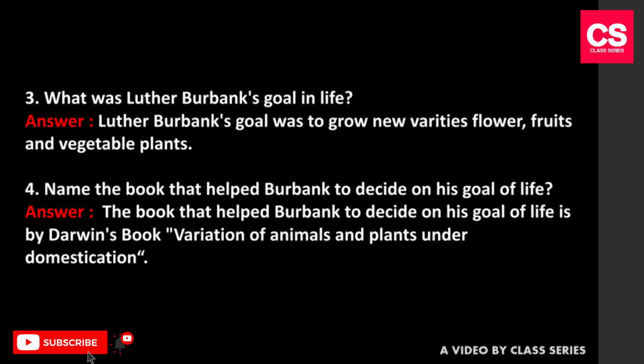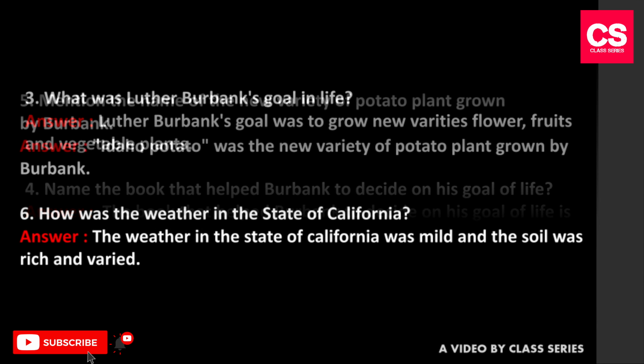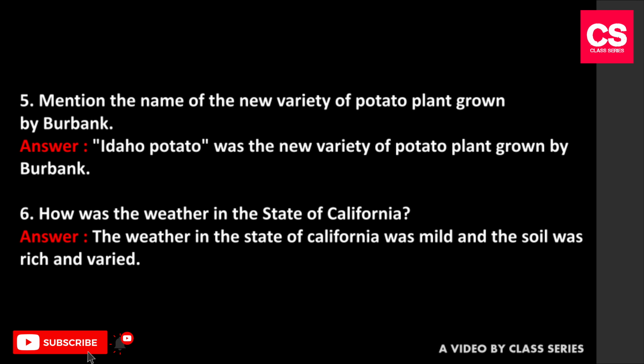Our fourth question is, name the book that helped Burbank to decide on his goal of life. The answer is, the book that helped Burbank to decide on his goal of life is Darwin's book, that is Variation of Animals and Plants Under Domestication. Our fifth question is, mention the name of the new variety of potato plant grown by Burbank. The answer is, Idaho potato was a new variety of potato plant grown by Burbank.